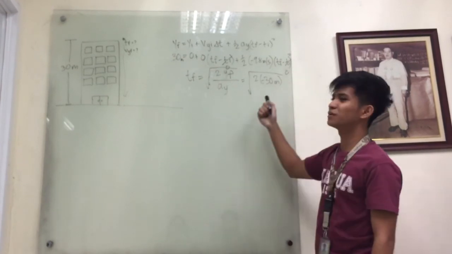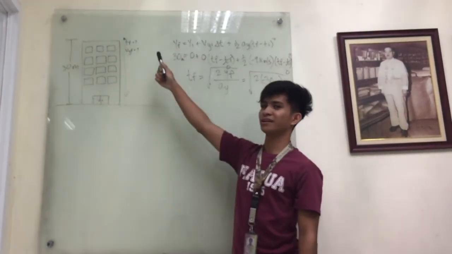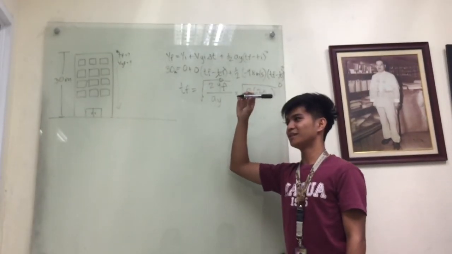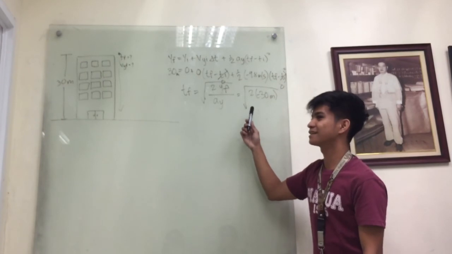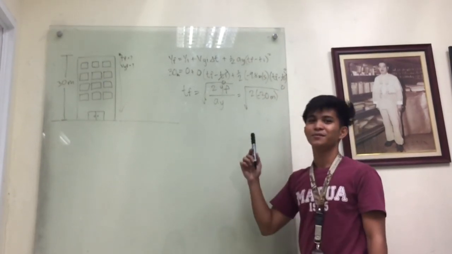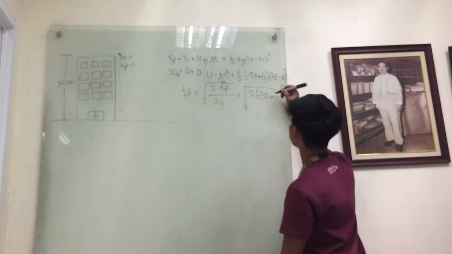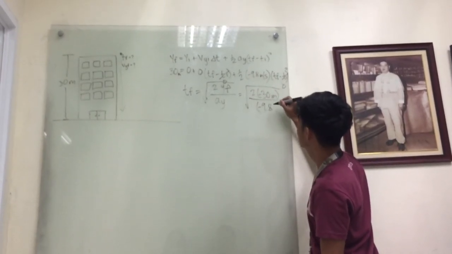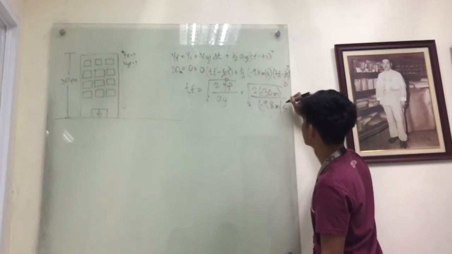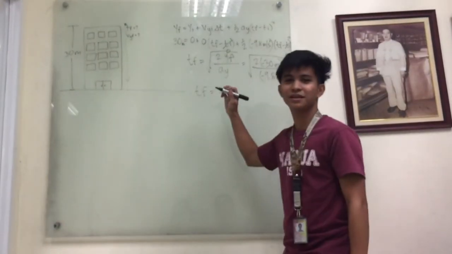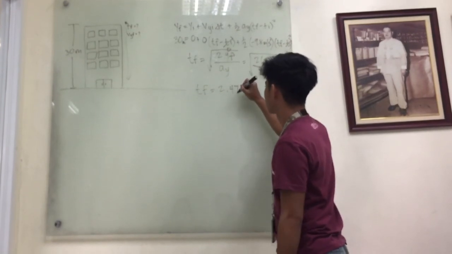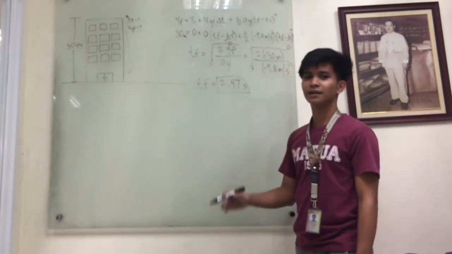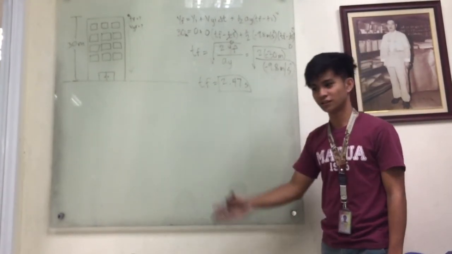and it would be negative because our initial height is at the top of the building, which makes the final height, which is at the bottom of the building, negative, over acceleration, which is negative 9.8 meters per second squared, which makes our final time 2.47 seconds. That's the time it takes for the stone to reach the ground.